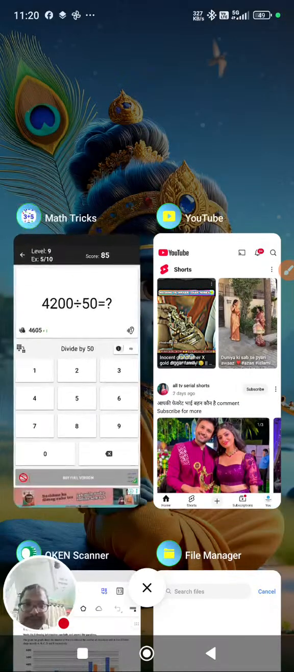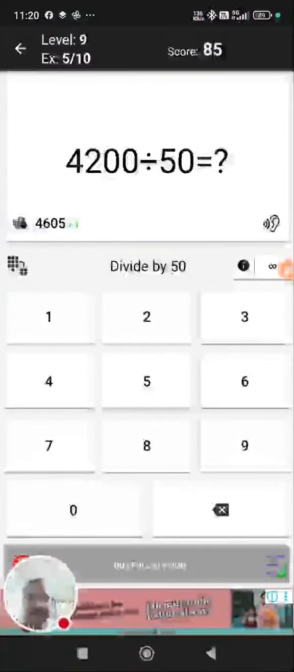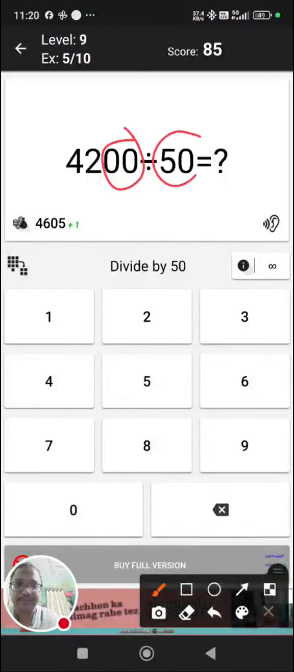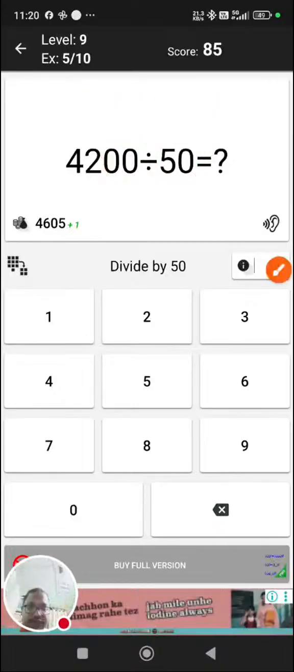One second. Next, here we see double zero divided by 50. So what we do is into 2 times 42 into 2, which will be 84. So answer will be 84.